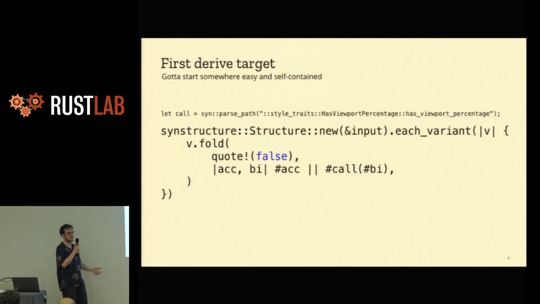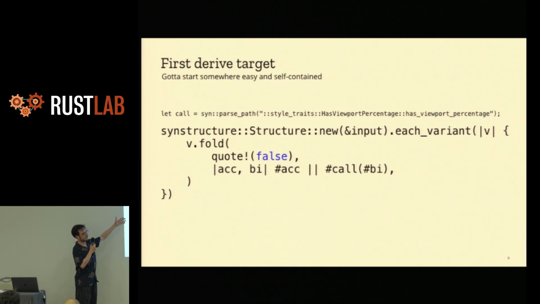tuples, enums, everything in a structure type. And then it has convenience methods to do stuff with all the variants at once, and in each variant, all the fields at once. So in this snippet, input is a type that you are deriving code for, and you pass it to Structure::new, and you call each variant. It's going to generate code for each variant in your enum.